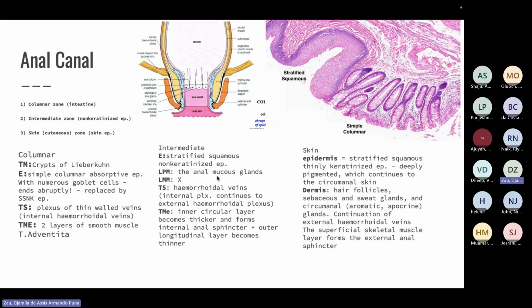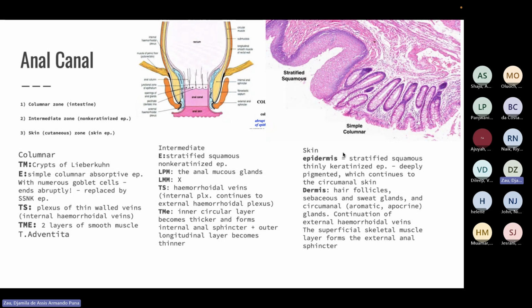You can see some anal mucus glands, and this is a trick: if in the slide the professor points to a bunch of structures that you guys know are vessels, are veins, and he asks what is this, he's most likely pointing to the internal plexus. You will see it in the columnar zone, and if you're in the intermediate zone, it's a continuation of the internal now going into the external. And you will also see the inner circular layer, which will become thicker, of the internal anal sphincter, which will then turn into the external anal sphincter.